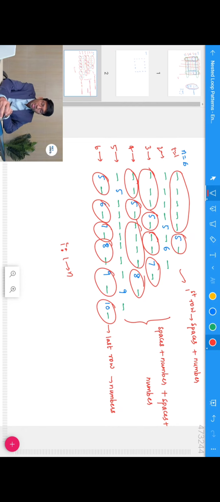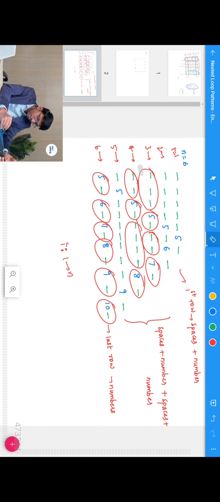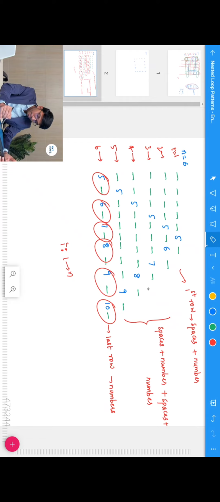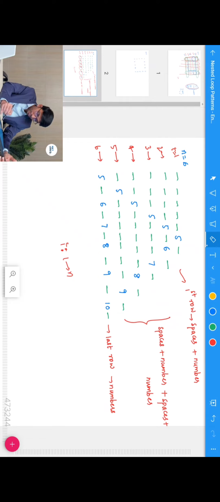Now what we need to do is count the number of spaces. We need to calculate what that number is, and basis that we need to generate the first row. Similarly, we'll generate the last row. Similarly, we'll generate the middle rows as well. And finally, the problem will be solved. This is the approach. Right. So let's generate the first row.